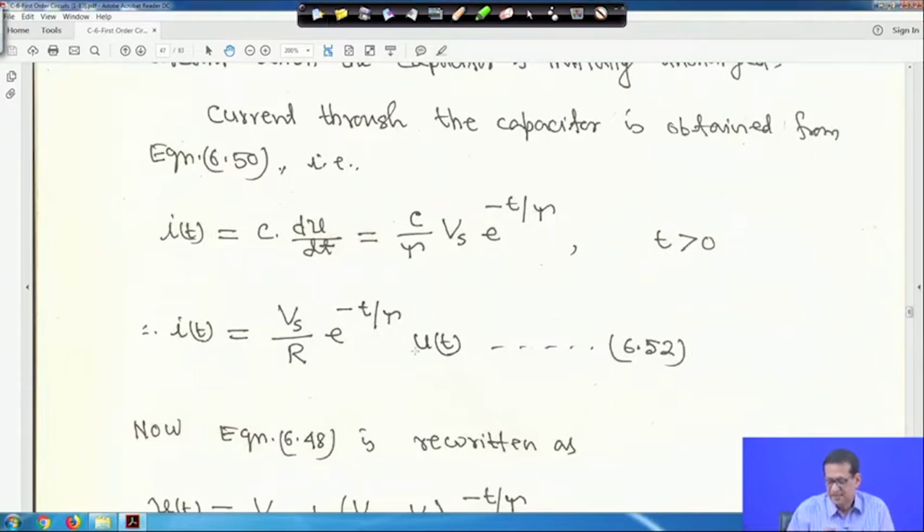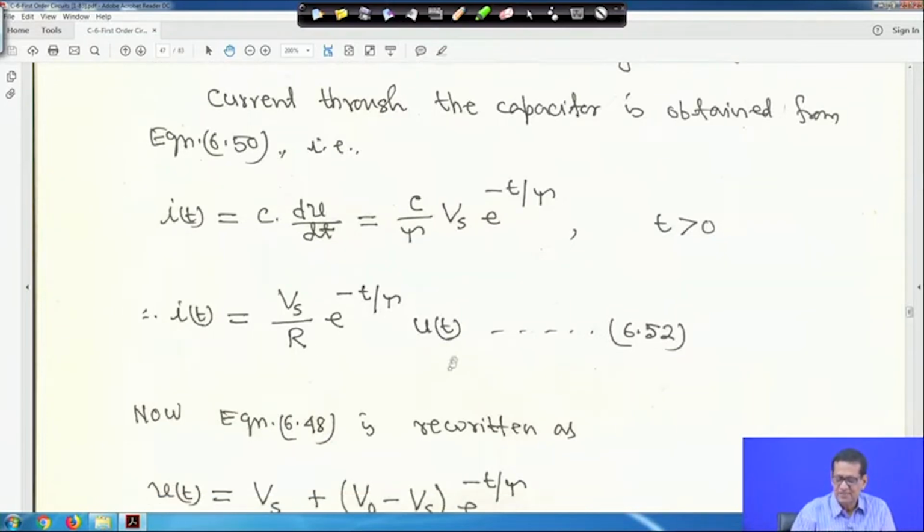And in general, if you want, then i(t) is equal to Vs upon R e to the power minus t by tau u(t), again, right. Here it is u(t), same philosophy. For t less than 0, u(t) is equal to 0, because the circuit was open, so i was 0, and for t greater than 0, u(t) is equal to 1. So, that is why u(t) is multiplied again, because at that time, for t less than 0, the switch was open, right.